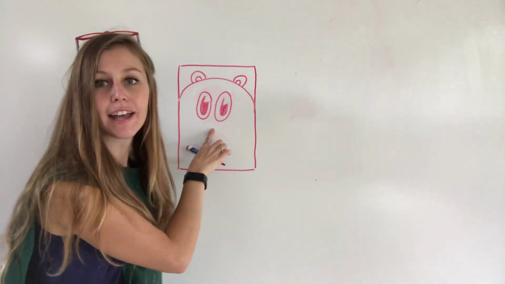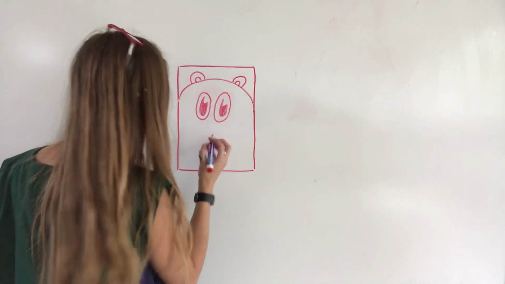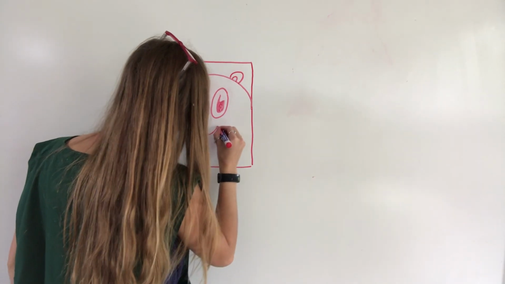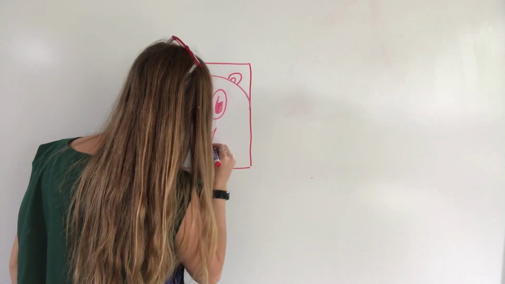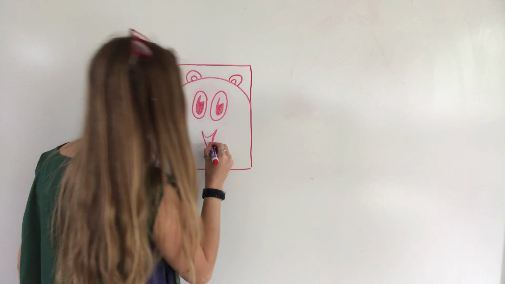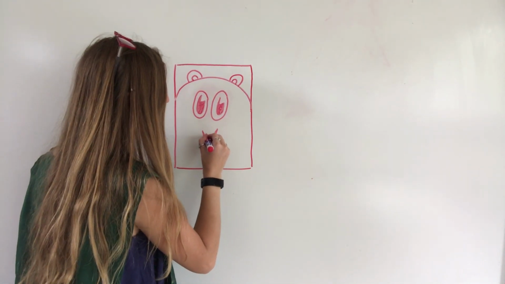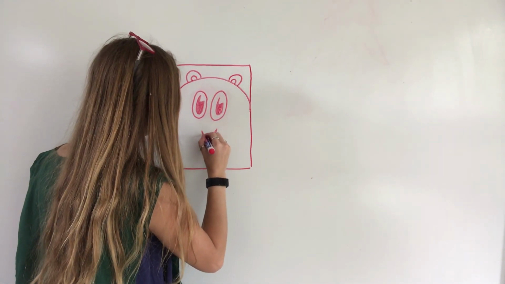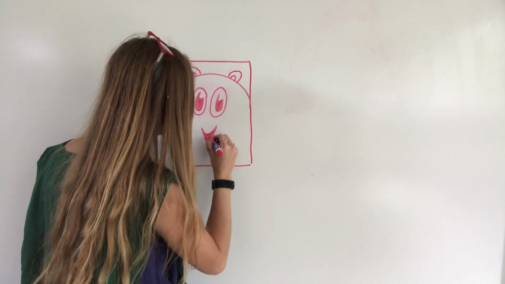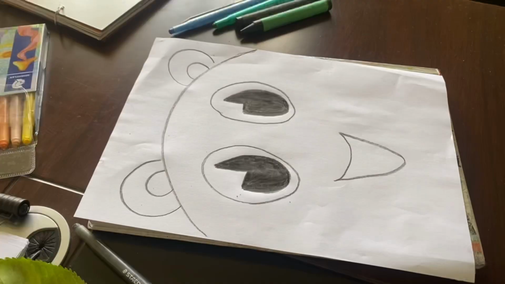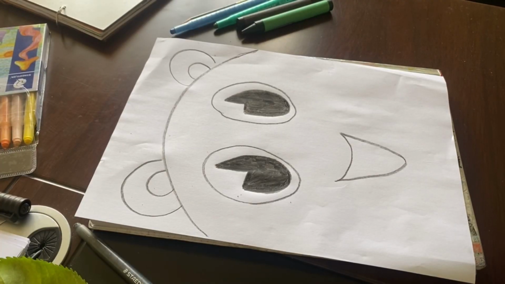And I'm not going to add a nose because we're going to add in our textures. So I'm just going to put a nice little mouth. I have a friendly monster. You can add teeth or whatever you want to your monster, but mine is a friendly one. So there we go. Here's what my monster looks like on a piece of paper.